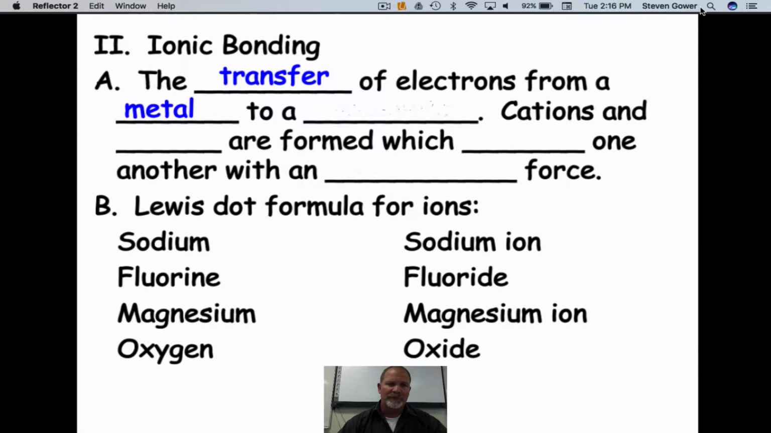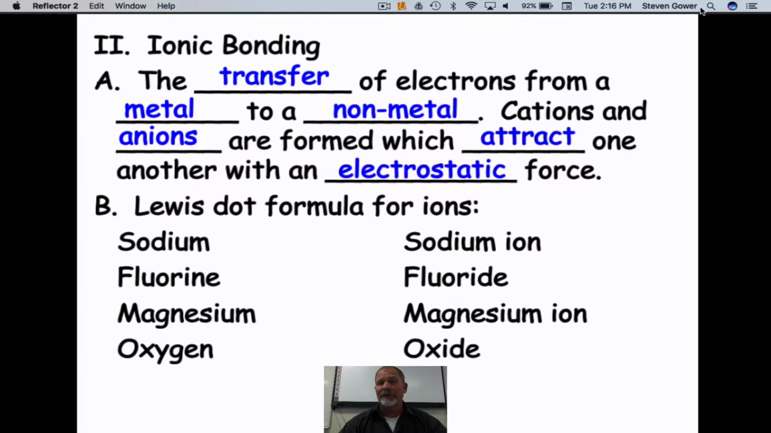Ionic bonding, a little more information about that. First of all, in ionic bonding there's a transfer of electrons from a metal to a nonmetal. The cations are positive because they've lost electrons, anions are negative because they've gained, and together the positive-negative attraction is what we call an electrostatic force.